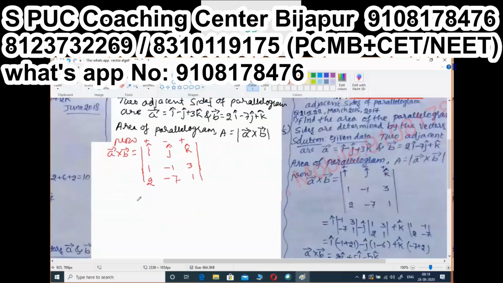Already you learned it in the 4th chapter, determinant itself. i cap times determinant of, so you leave this complete row, you leave this complete column, and write the remaining: minus 1, 3, minus 7, 1. How you obtained, you can see here that you ignore the row as well as the column, and the remaining elements you have written here. Okay, that is fine. Next, similarly you can do for the j cap.